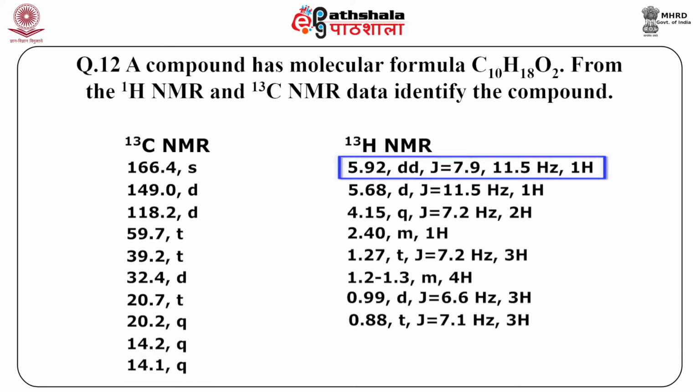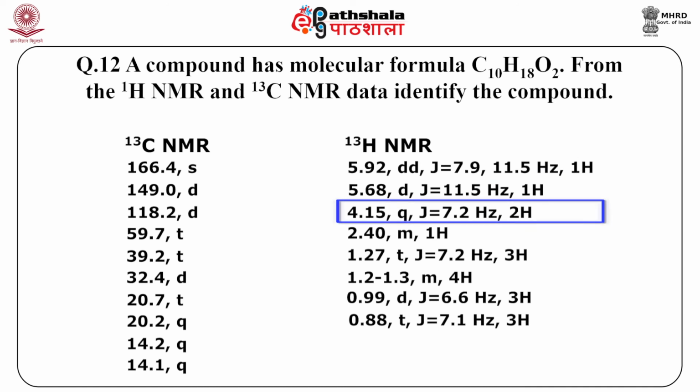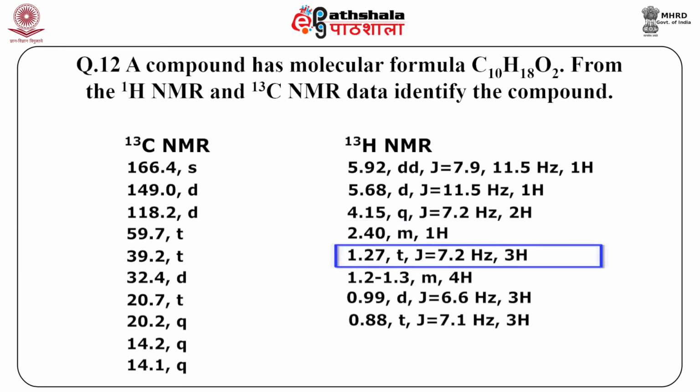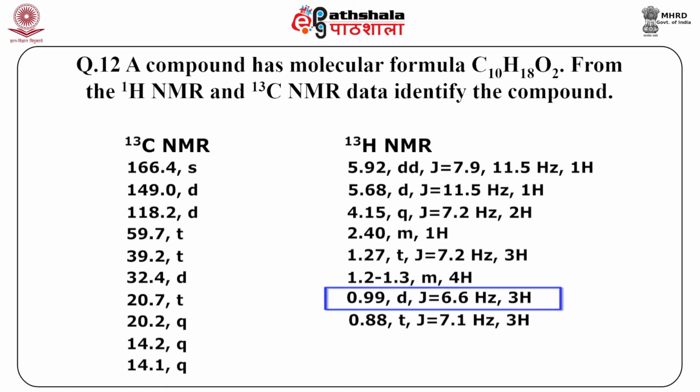The 1H NMR data shows a double doublet at 5.92 with coupling constants of 7.9 Hz and 11.5 Hz for a single proton, a 5.68 doublet with a coupling constant of 11.5 Hz for a single proton, a peak at 4.15 ppm, a quartet with a coupling constant of 7.2 Hz for 2 protons, a multiplet at 2.40 ppm for 1 proton, a triplet at 1.27 ppm with J equal to 7.2 Hz for 3 protons, a multiplet at 1.2 to 1.3 delta for 4 protons, a doublet at 0.99 with J equal to 6.6 Hz for 3 protons, and a peak at 0.88 as a triplet with a J value of 7.1 Hz for 3 protons.